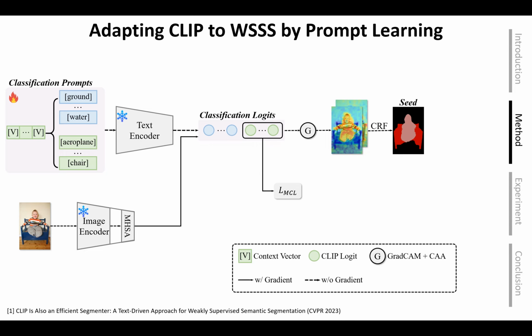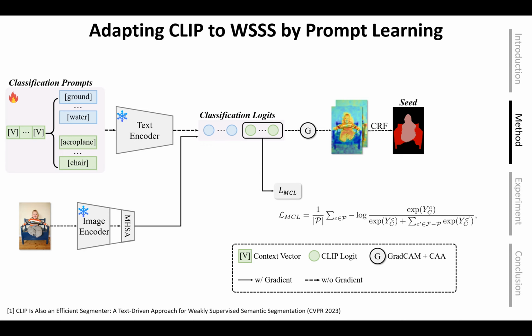The binary cross-entropy loss is commonly used in WSSS to supervise the multi-label classification. However, we observe that the values of most CLIP logits for classification fall within the saturation range of the sigmoid function, leading to inefficient training. We hereby employ a multi-label contrastive loss to supervise the classification task, which extends the original contrastive loss of CLIP to the multi-label scenario.